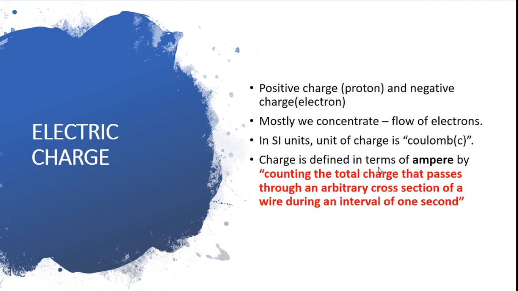So let me use a pen. I define charge as follows: I consider an arbitrary time of 1 second. For this 1 second, how many electrons are going to pass through one particular area. So I'll consider this particular area alone. In this area, for a time of 1 second, how many electrons flow through it. That is how we define the charge in terms of amperes.